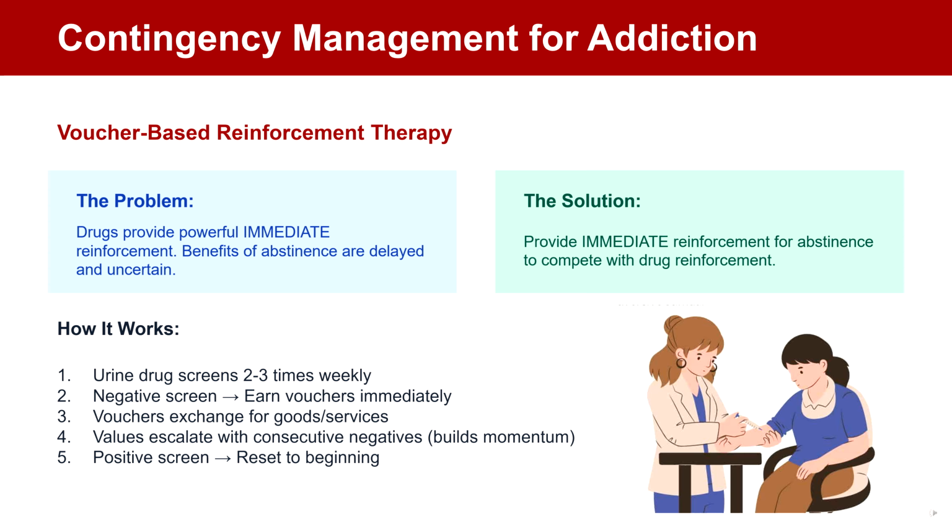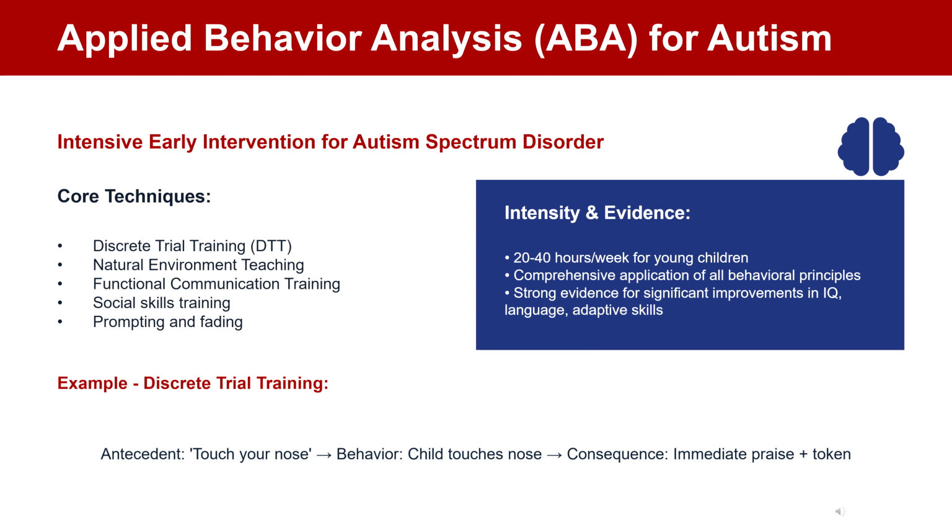Research shows significant increase in abstinence rates. Applied behavior analysis for autism spectrum disorder involves intensive early intervention, often 20 to 40 hours per week for young children. The techniques include discrete trial training, highly structured learning trials with clear antecedents, prompted responses, and immediate reinforcement. Natural environment teaching embeds learning in everyday contexts.